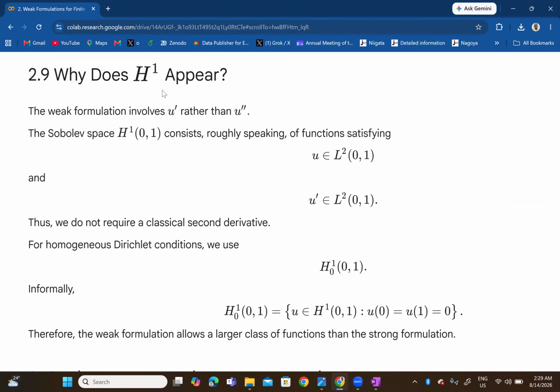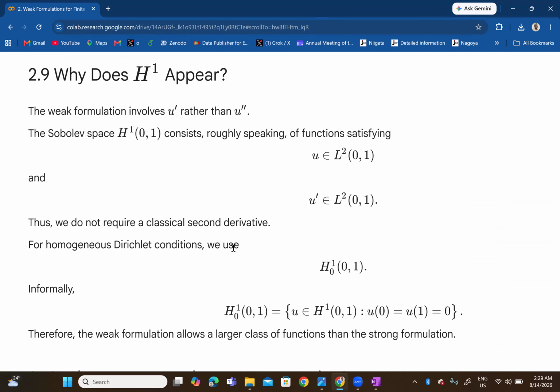So now, why does H1 appear? The weak formulation involves u prime rather than u prime prime. The Sobolev space H1 on the domain (0, 1) consists, roughly speaking, of functions u which belong to L squared of (0, 1), and u prime also belongs to L squared of (0, 1). Thus, we do not require a classical second derivative.